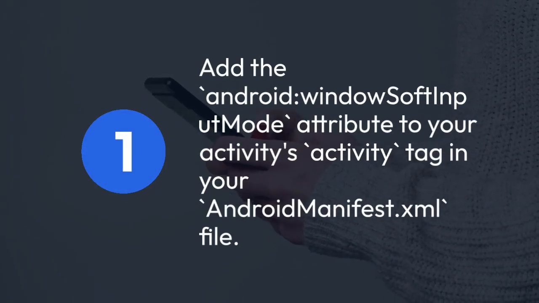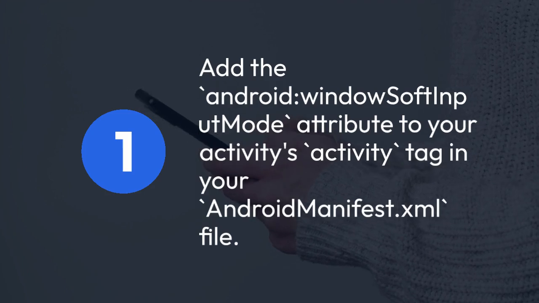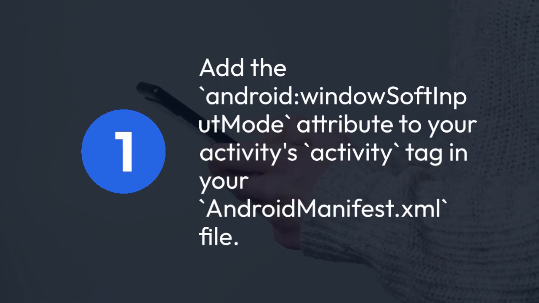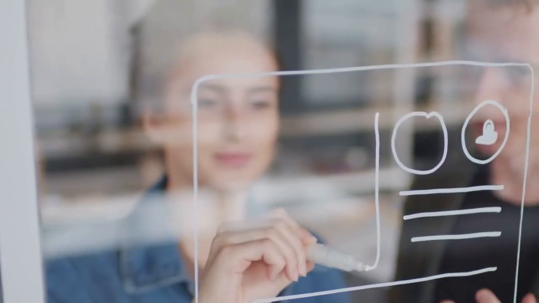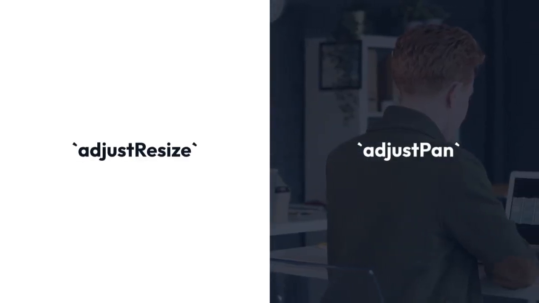1. The simplest and often most effective method is to add the android:windowSoftInputMode attribute to your activity's activity tag in your AndroidManifest.xml file. This attribute controls how the window behaves when the soft keyboard appears. You'll want to set it to adjustResize or adjustPan.